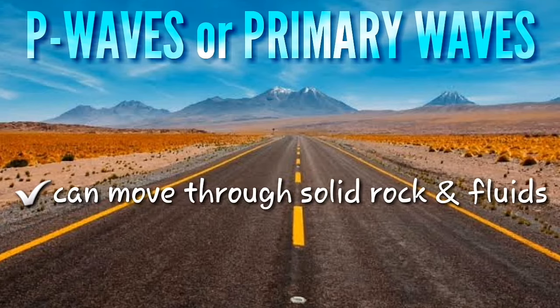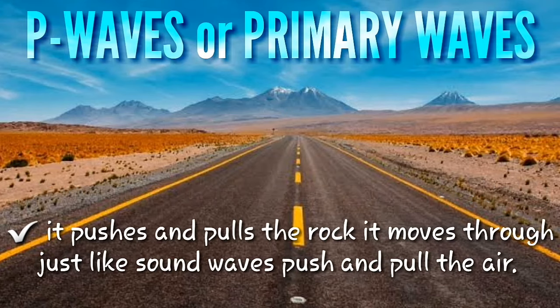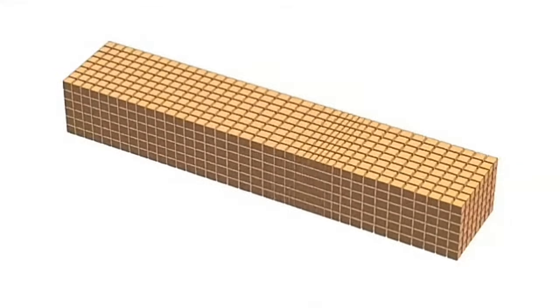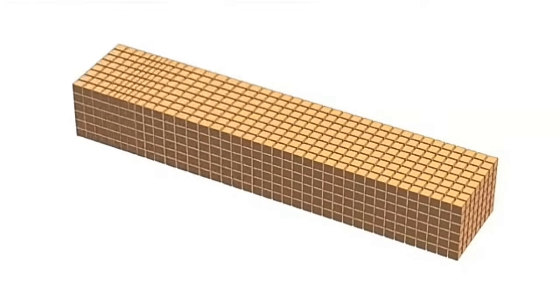The P wave can move through solid rock and fluids like water or the liquid layers of the earth. It pushes and pulls the rock it moves through just like sound waves push and pull the air. Sometimes animals can hear the P waves of an earthquake. Dogs, for instance, commonly begin barking hysterically just before an earthquake hits, or more specifically, before the surface waves arrive. This is the illustration of how the P wave moves.